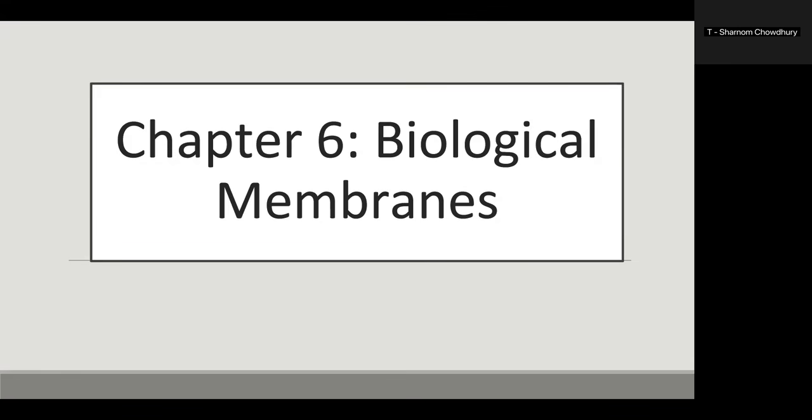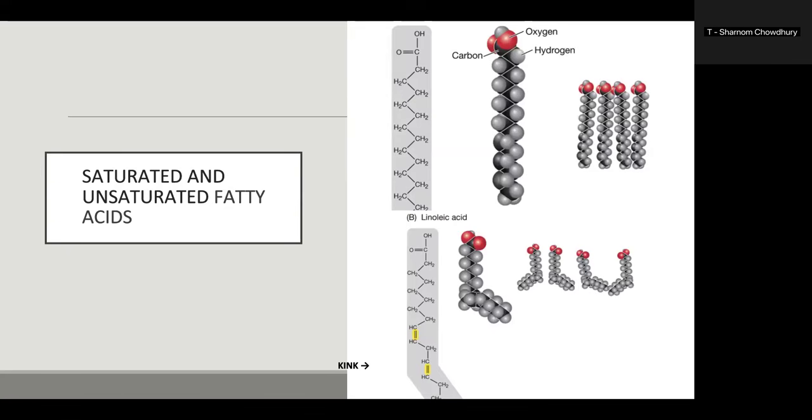All right, two more chapters. Chapter 6, biological membranes. So, saturated and unsaturated fatty acids. As we mentioned before, phospholipids are extremely important and they make up the bilayer. However, there are differences within fatty acids themselves. Fatty acids can be saturated or unsaturated. A saturated fatty acid means that there are no double bonds in the acyl chain.